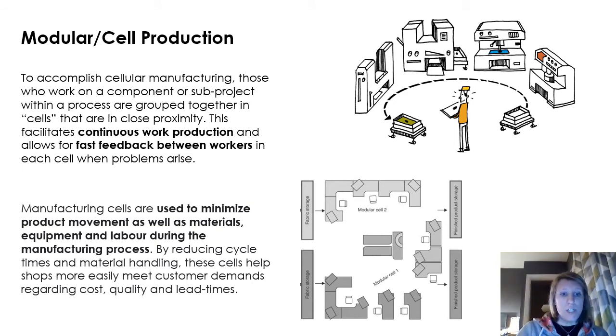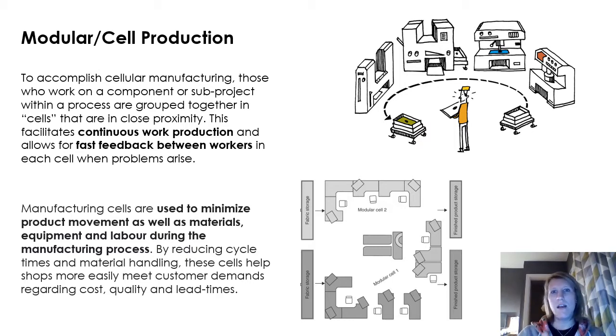So that kind of reduces things like that, and also it helps meet the customer demands, because people want products quickly, they want them to be high quality, and they want them as quickly as possible. Okay, so by having these little cells, you're going to help the business to meet the customer demand. Okay, so that's a couple of things to begin with about modular or cell production.